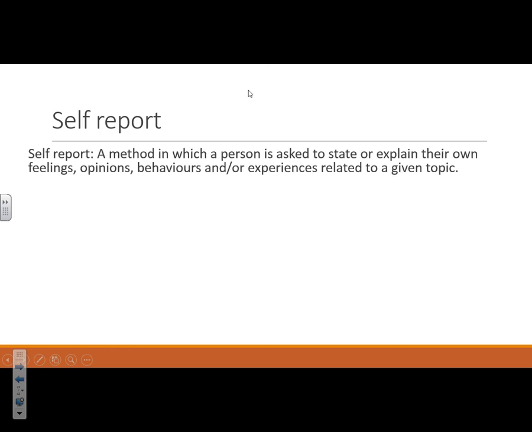So we've got self-report, a method in which a person is asked to state or explain their own feelings, opinions, or behaviours related to a given topic. So this is where people tell you, oh, I'd probably do this, or oh, I feel like this, and so on, for that one.